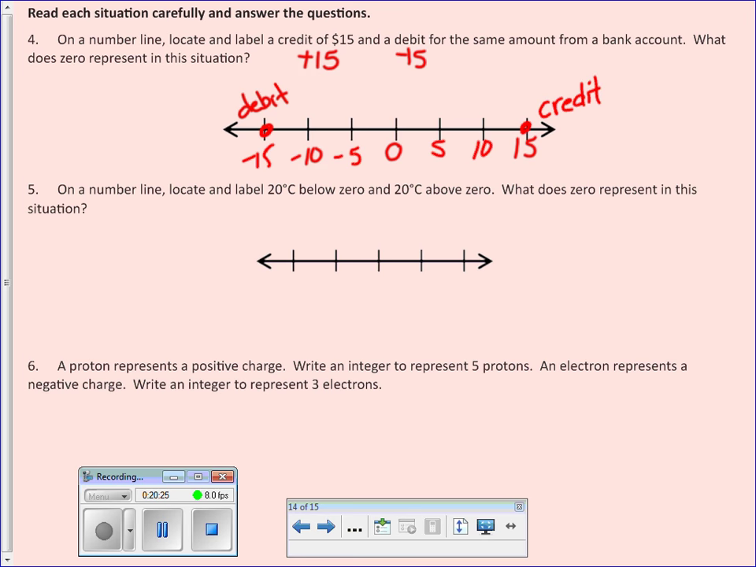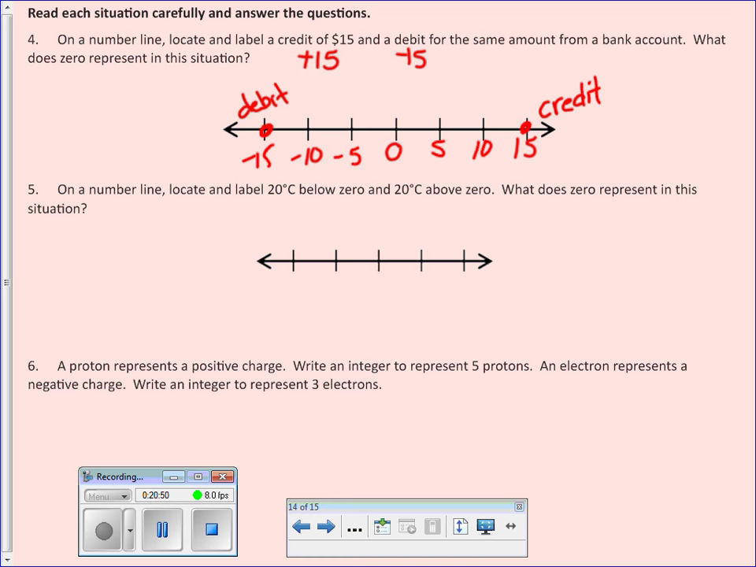This represents my credit. What is 0? If the positive 15 is a credit, like a deposit, and the -15 is a debit, like a withdrawal or a charge, what would 0 represent? The point of origin. Yeah. Or just leaving your bank account alone, not changing it.